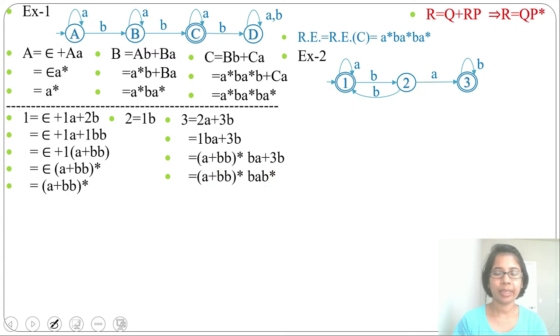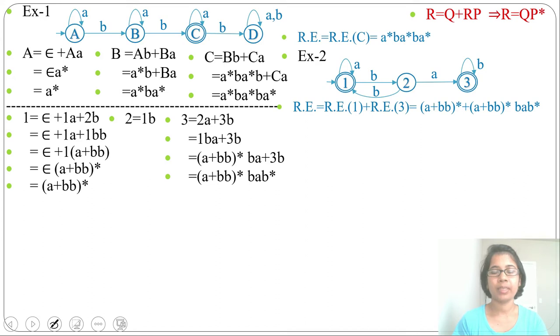Now what will be the regular expression? The regular expression will be the regular expression of 1 plus the regular expression of 3, as 1 and 3 both are final states. So the regular expression will be the regular expression of state 1 plus the regular expression of state 3. And the regular expression of 1 is (a plus bb) whole closure, and the regular expression of 3 is (a plus bb) whole closure bab. Now this is the regular expression for this finite automata.